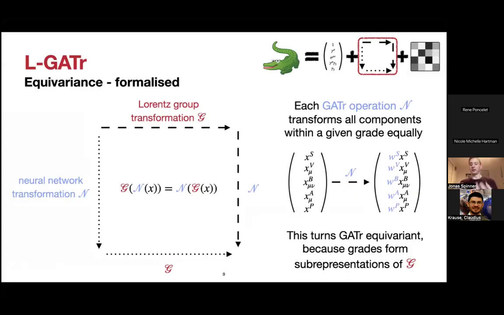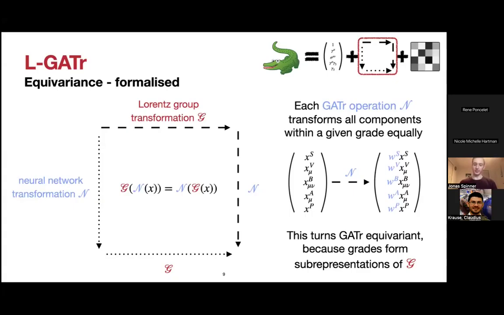And the reason why this makes the GATr architecture equivariant is that each of these crates, so the scalar, the vector, the bivector, and so on, they all form sub-representations of G. So no information from the vector crate will go into the bivector crate at any point. The information in the vector crate always stays within the vector crate and transforms as a Lorentz vector, whereas the bivector transforms as a tensor.